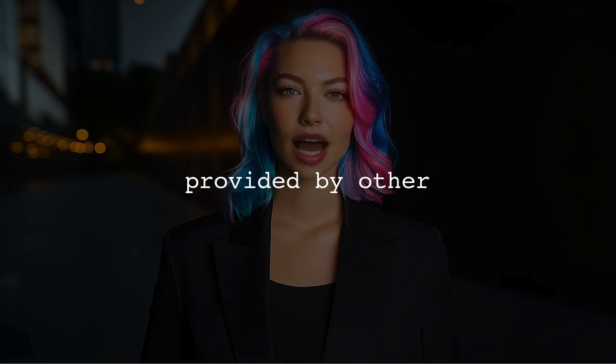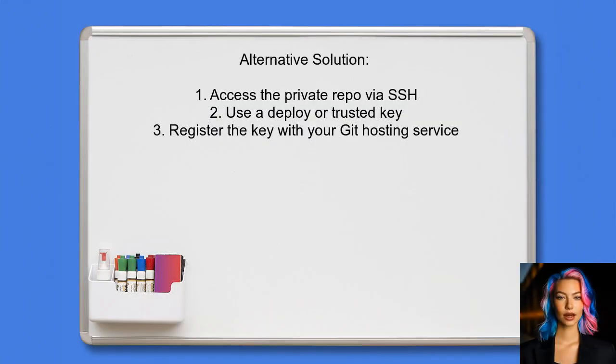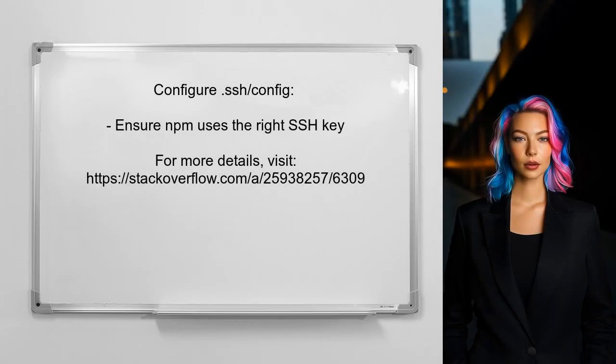Now, let's look at the answers provided by other users. An alternative approach to resolve the authentication error is to access your private repository using SSH. This method involves using a deploy key or a trusted key that you register with your Git hosting service, allowing your CI server to access the repository securely. Additionally, you should configure your ssh/config file to ensure that npm uses the correct SSH key. This setup is crucial for seamless access during the npm install process.